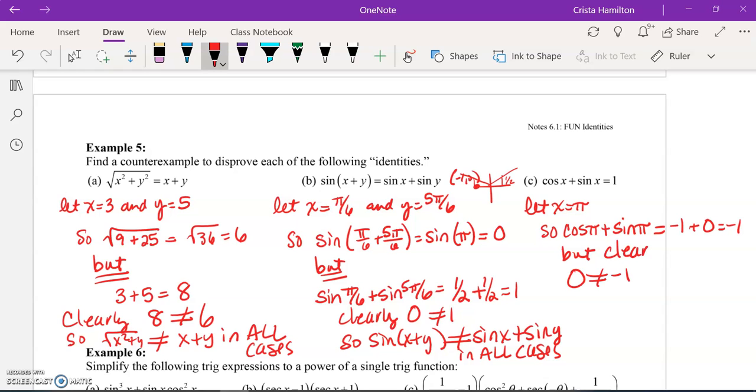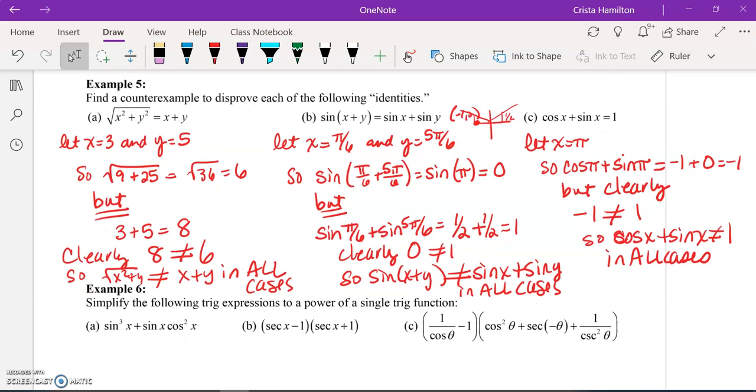We'll say but clearly, because I don't have to do the other side because it was a constant. Oops. Let's erase that, and let's really write what I mean. But clearly, -1 does not equal 1. So cosine of x plus sine of x does not equal 1 in all cases. So we have disproven that these are identities. These are not identities because they're not true for all in their domain.